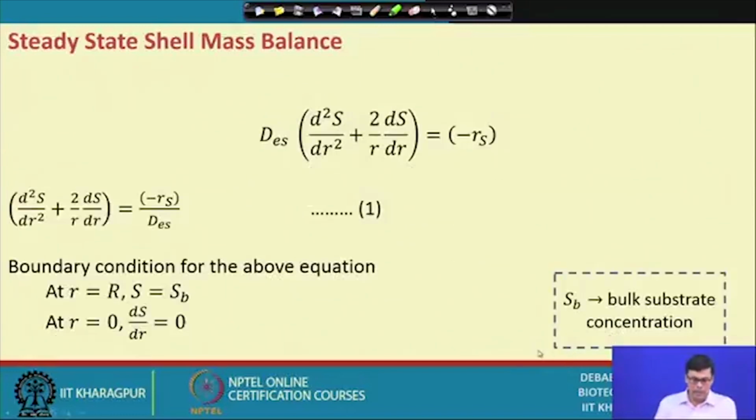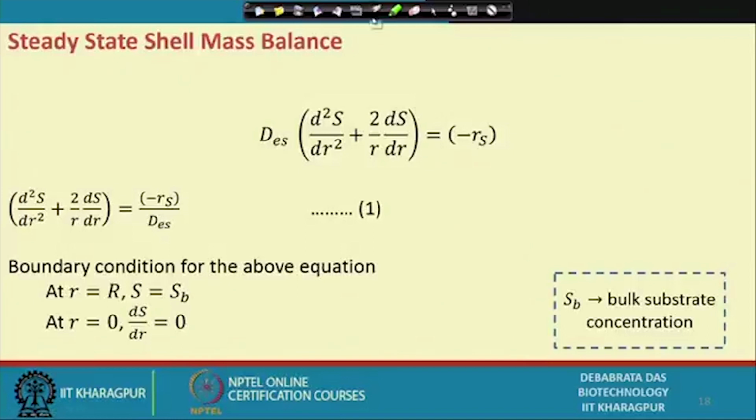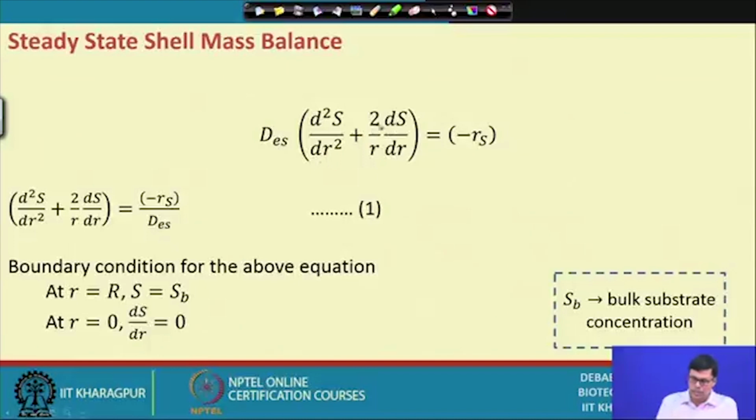Finally we come across this steady state equation: D_es d2S by dr2 plus 2 by r dS by dr equals minus R, and I can write this equation in this form. Then we put the boundary conditions: when r equals capital R, S will be equal to S_B. Here is S_B and here is S. When r equals R, S equals S_C. When r equals 0, the rate of mass transfer will be equal to 0.